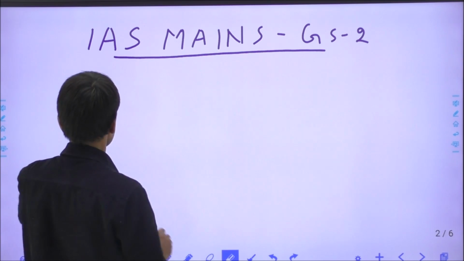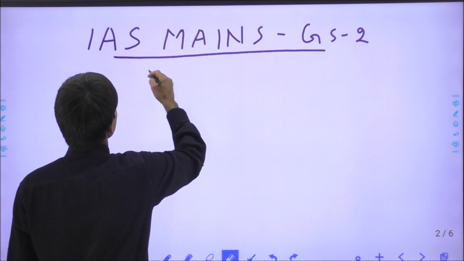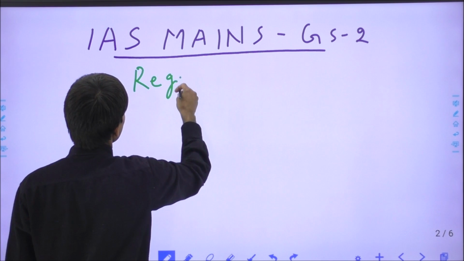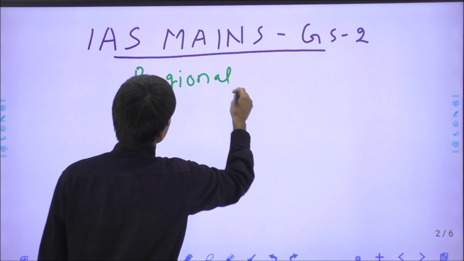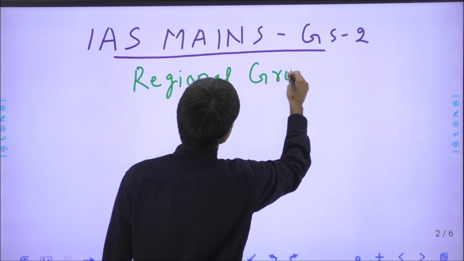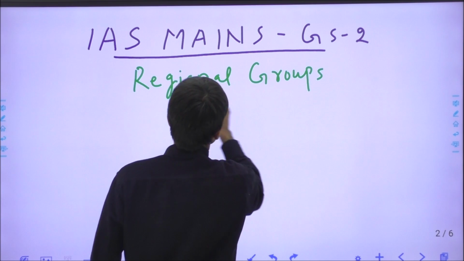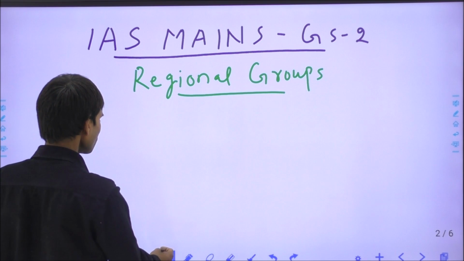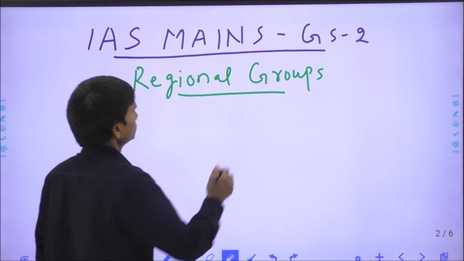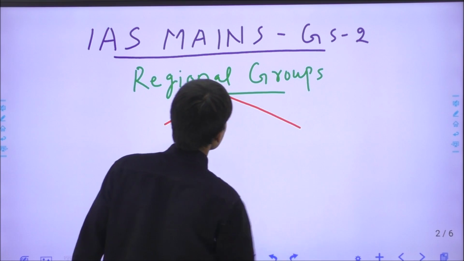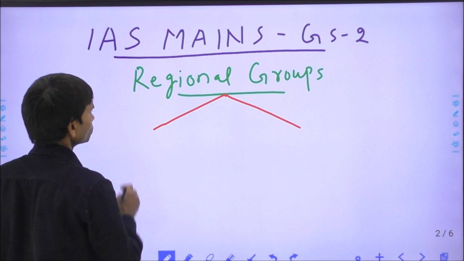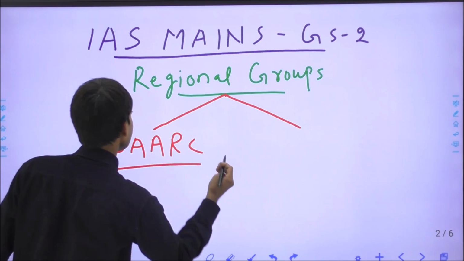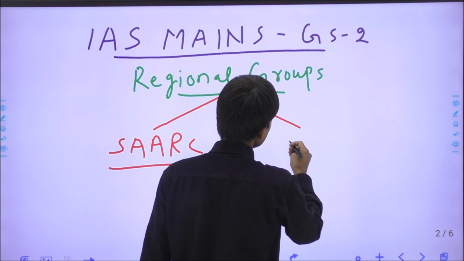Today our topic is from international relations. These are the regional groups, which have been mentioned in the syllabus by UPSC. What are the regional groups, and how much influence do they have over the global economy and political issues? I will explain the topic under two regional groups: one is SAARC and the other is BIMSTEC.